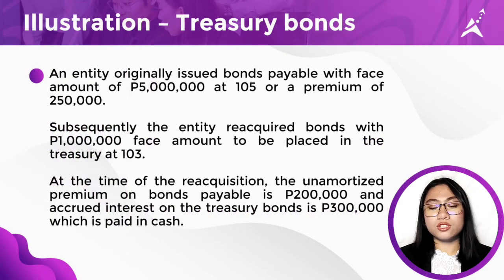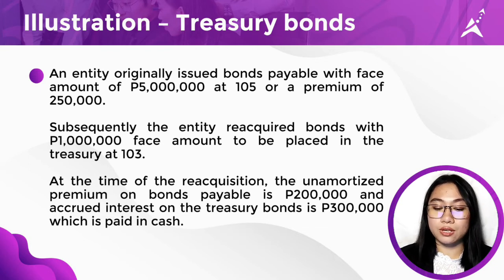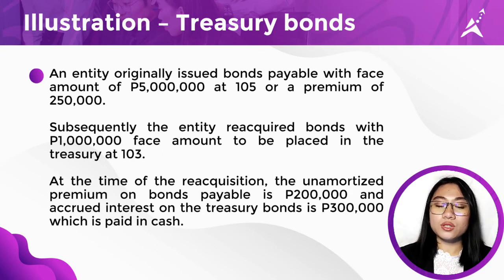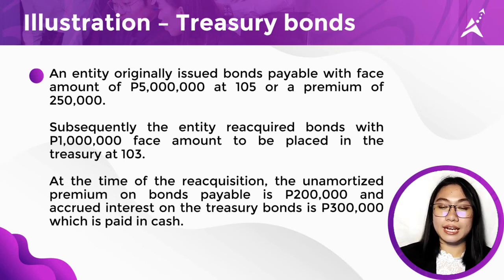So, let's see this illustration. An entity originally issued bonds payable with face amount of 5 million pesos at 105 or a premium of 250,000. Subsequently, the entity reacquired bonds with 1 million pesos face amount to be placed in the treasury share or treasury bond at 103. At the same time of the reacquisition, the unamortized premium on bonds payable is 200 pesos and the accrued interest on the treasury bonds is 300 pesos, which paid in cash.